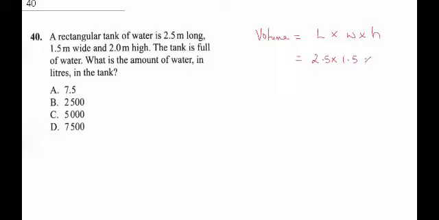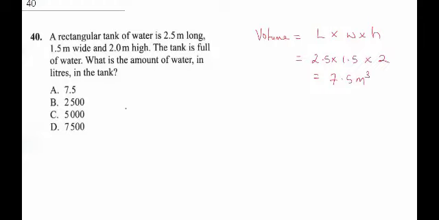Now, the first thing you need to do is calculate the volume of the tank. So you know that this is a rectangular tank. So volume is going to be the length times the width times the height, or the breadth. So now we have this. So we are going to do 2.5 times 1.5 times 2. Now when you multiply these three, it's going to give you 7.5 meter cube.